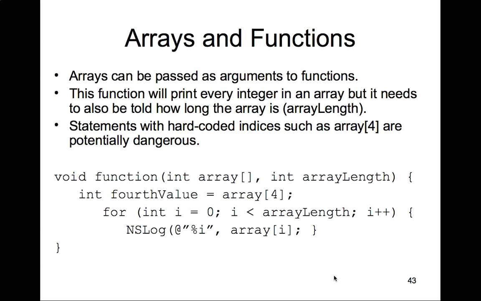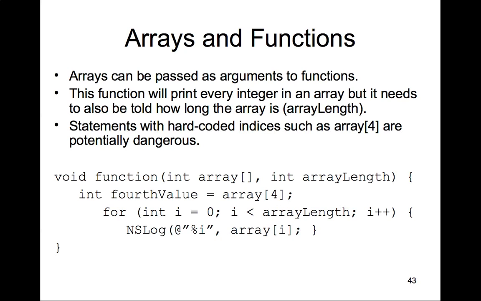Arrays and functions. So arrays can be passed as arguments to functions just like they can in C. The function will print every integer in an array, but it needs to also know how big the array is. So we always send it the array length. Same thing you get in C actually. When you send the array, you always have to send the size. Otherwise you can't tell how big it is unless you use the object version of it, and then you can.